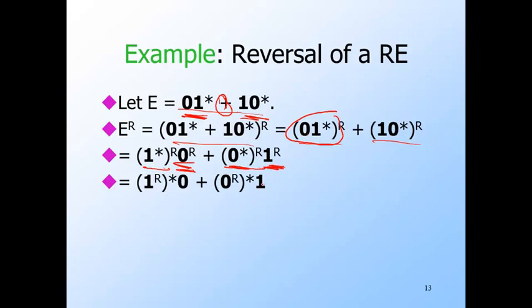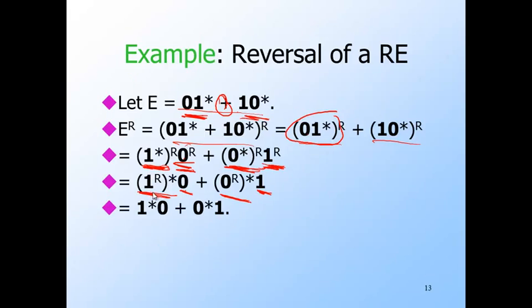Okay. The basis rule tells us the reversal of 0 is 0, and the reversal of 1 is 1. That is, the reversal of this 0 is just that 0, and the reversal of 1, again, is just that 1. Also, the reversal of 1 star is the star of the reversal of 1. That's that. And similarly, the reversal of 0 star is the star of 0 reversed.